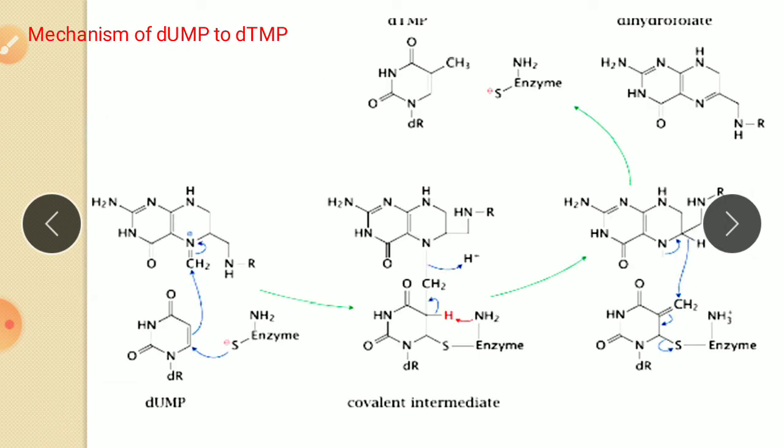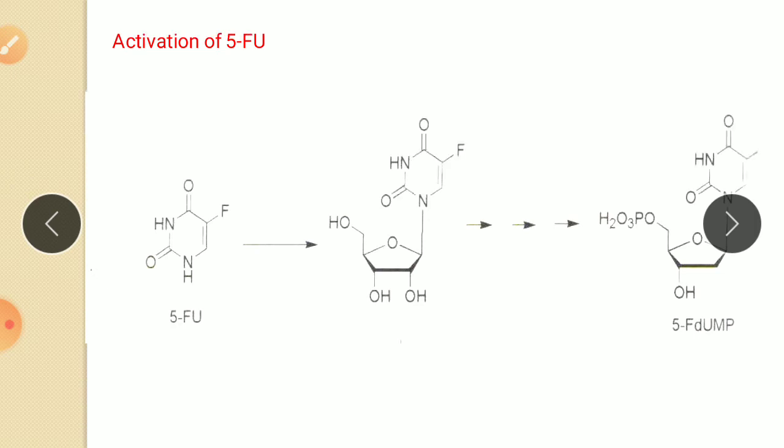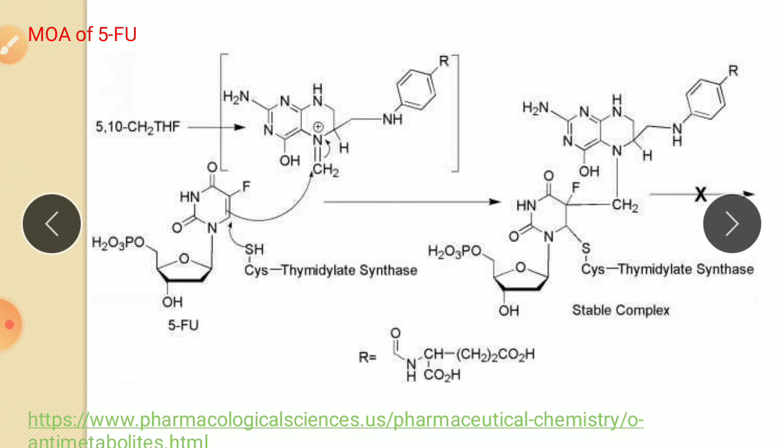If you see the second step in the normal reaction, there is a removal of hydrogen. This step is important. From dUMP this hydrogen is removed. In the second step this hydrogen is important, but in the case of 5-fluorouracil there is no hydrogen. Instead of hydrogen there is a fluorine. Therefore the second step is not possible.